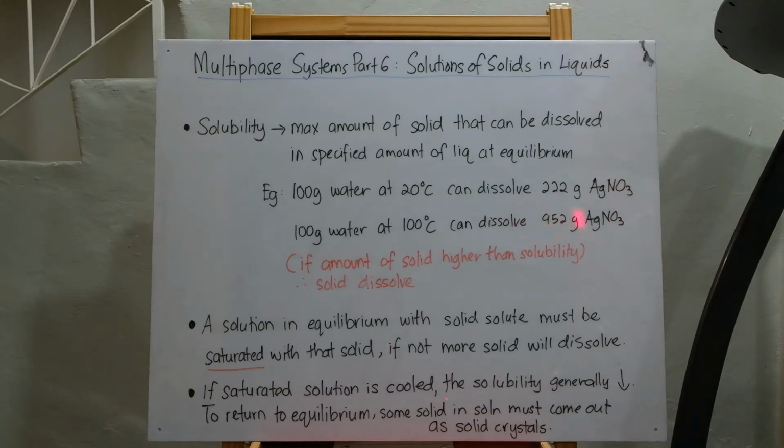If you have a higher amount of silver nitrate here, let's say you have 1000, then 1000 minus 952 will not be dissolved in this 100 gram of water at 100 degrees C, because it can only dissolve this much silver nitrate. I hope you understand that.